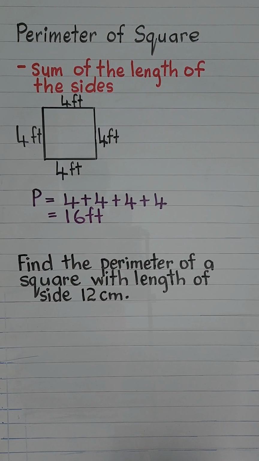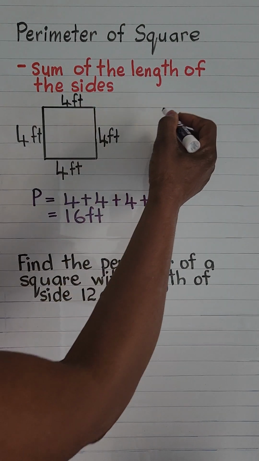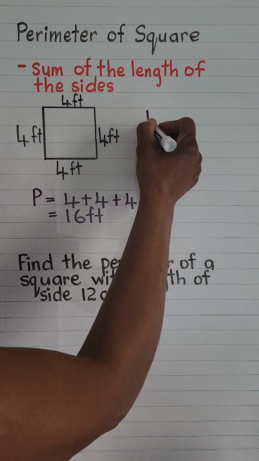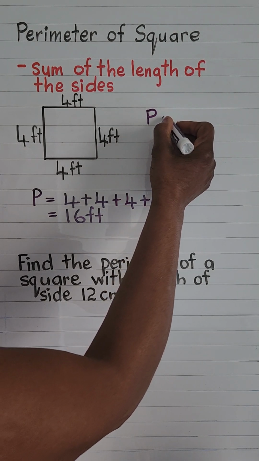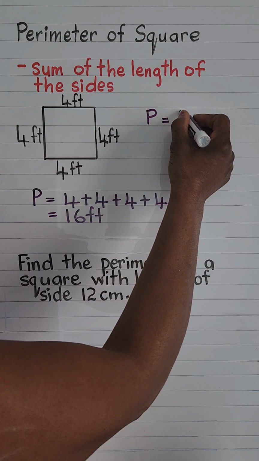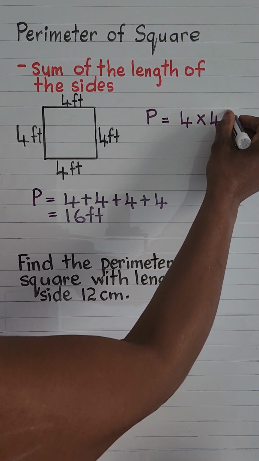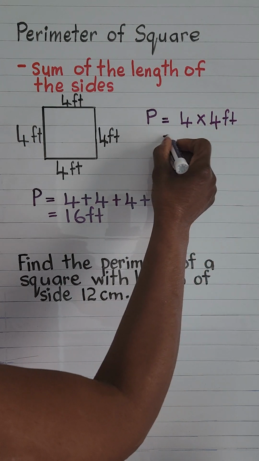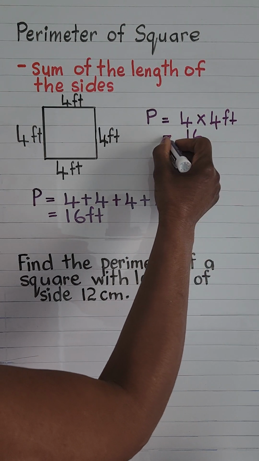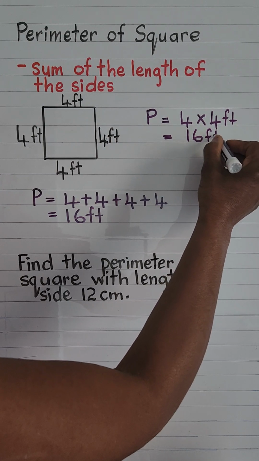Another way we could find the perimeter of a square, since a square has 4 equal sides, we could multiply the length of the side by 4. So we could say P equals 4 times 4 feet, and that is equal to 16 feet.